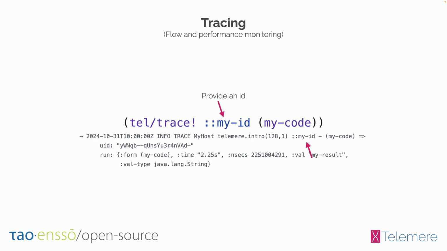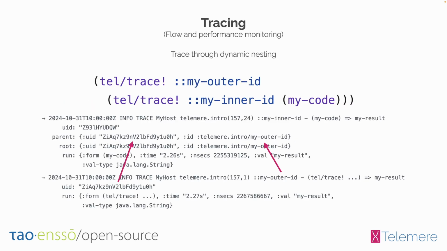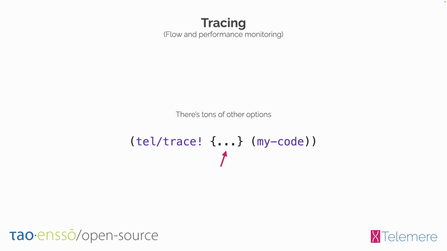Here we're adding an ID, and here we're adding a level. Tracing works with dynamic nesting. So if you're tracing and you call a function, which calls a function which has tracing, the child will register as a child of the caller. Tracing has a lot of options available too.